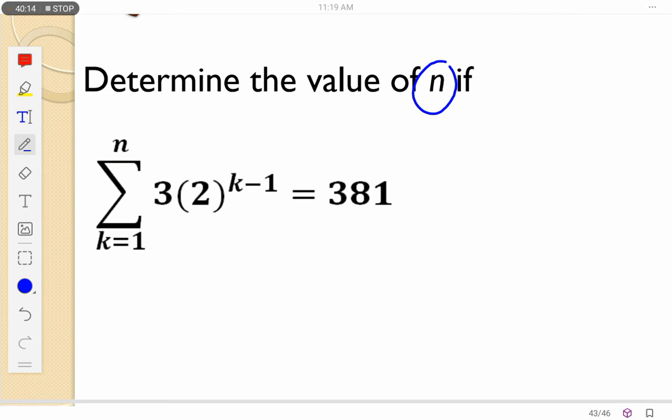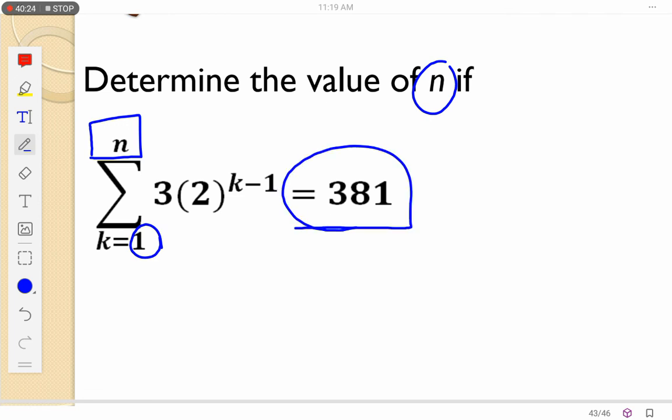Now we can expand this one. We are starting from k equals 1 up to n, so we can go as far as we want. And we are told the sum is equal to that value. So the sum of n terms is going to be equal to this one.